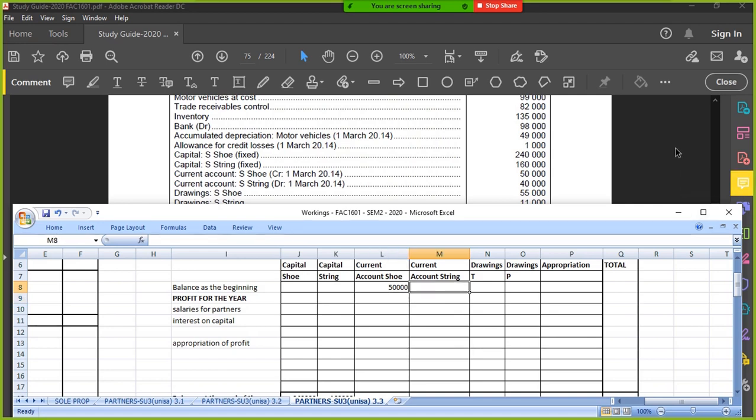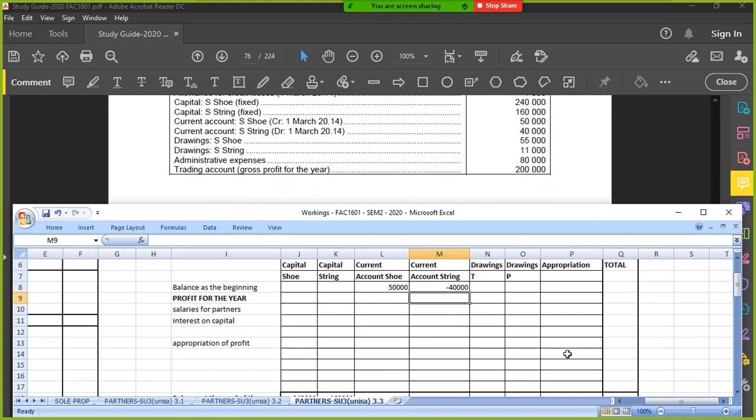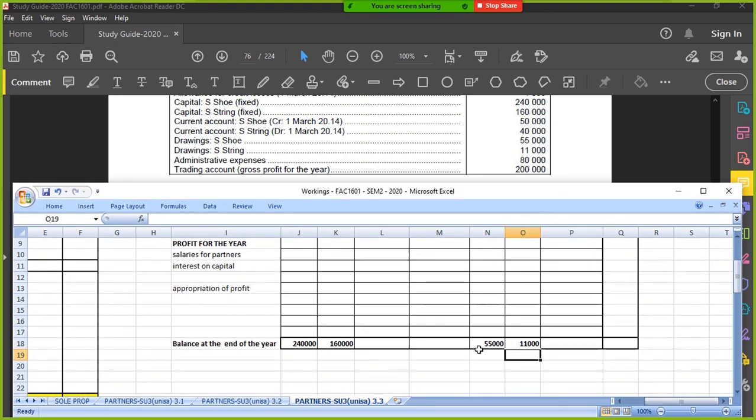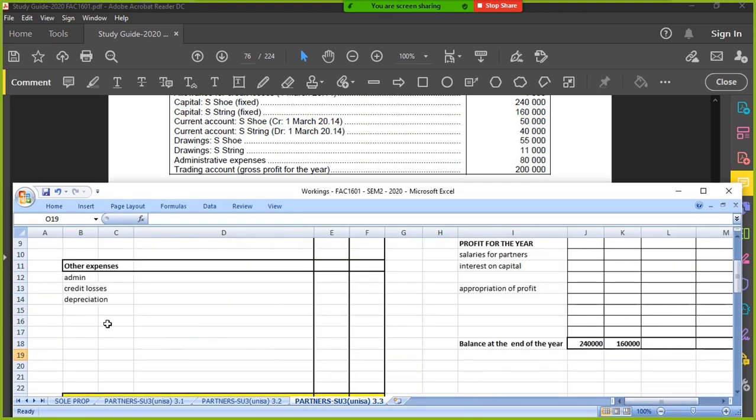And string would be negative 40,000. Correct. Okay, drawings for shoe is 55,000. And drawings for string is 11,000. Yeah, at the end of the year again, because they didn't give us the date and it was at year end. Good. Okay, and then admin expenses, statement of comprehensive income, would be 80,000.